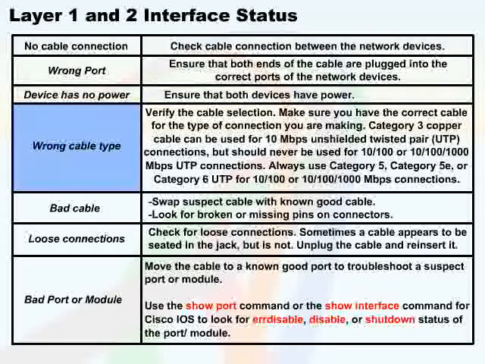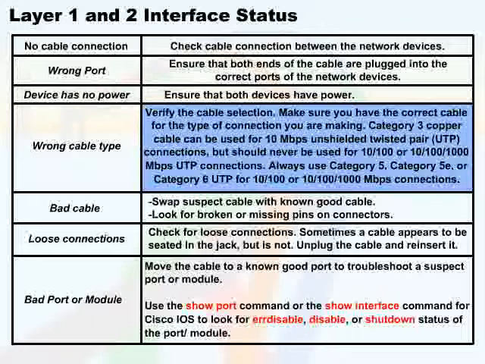When it's the wrong cable type, verify the cable selection. Make sure you have the correct cable for the type of connection that you are utilizing. Category 3 copper cable can be used for 10 megabits per second UTP connections, but should never be used for 10-100 or 10-100-1000 megabit per second UTP connections. Always use Cat5, Cat5e, or Cat6 UTP for these faster connections.